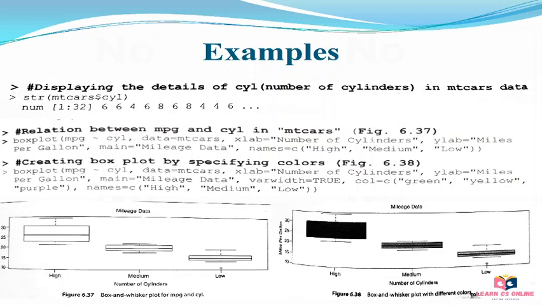The next command creates 3 different box plots without colors. The names used on the x-axis are high, medium and low for the 3 different groups of cylinders. The last command uses colors defined in the vector for the col argument. The visual representation of the box plot is also given in this slide.